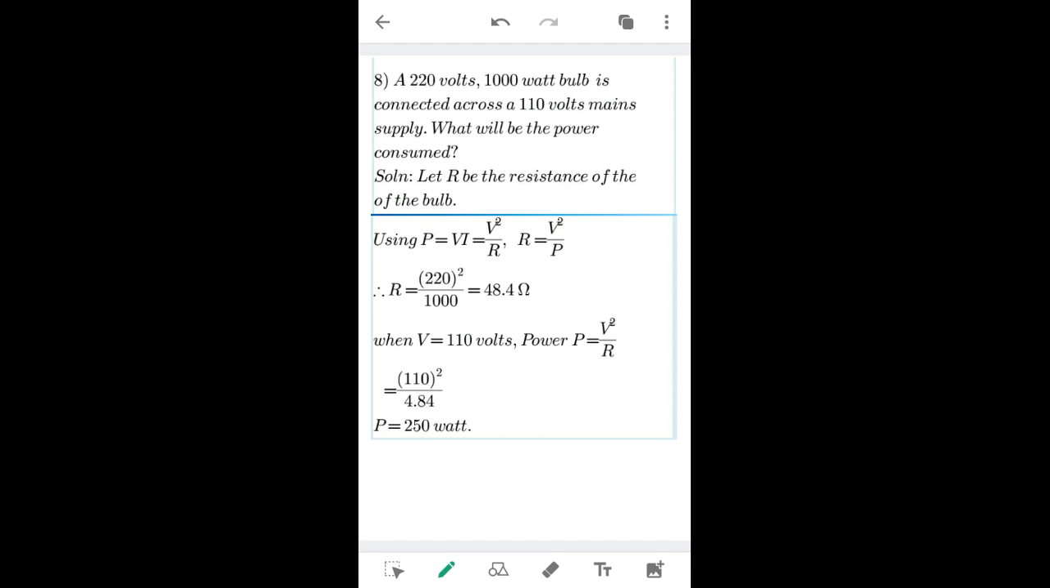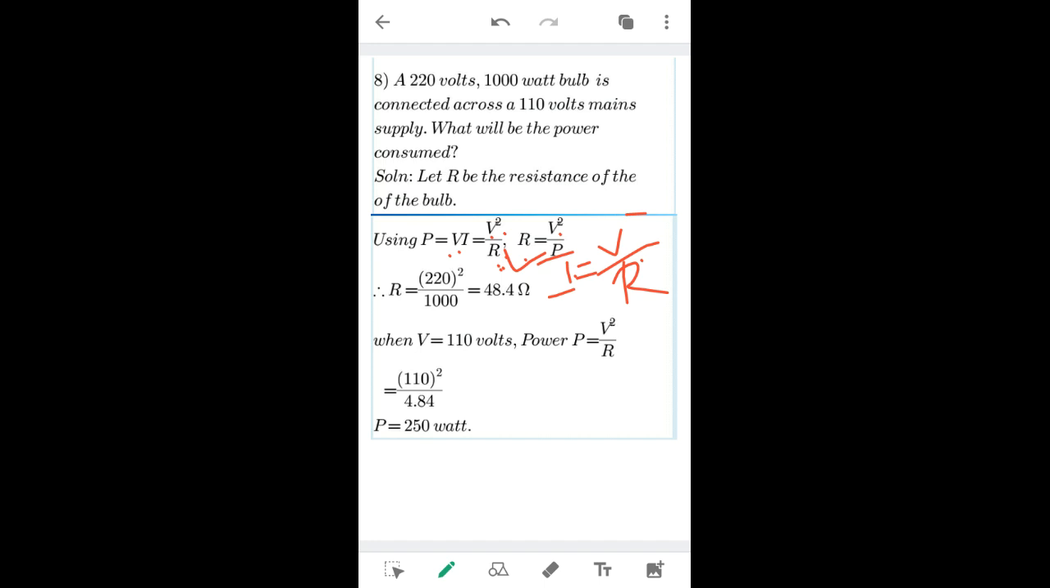So let us assume the resistance of the bulb as R. Power, by the equation, is P equal to VI. Again we can write this in terms of Ohm's law, with I equal to V by R. So V into V is V square by R. Hope you have understood this. Then R is equal to V square by P.